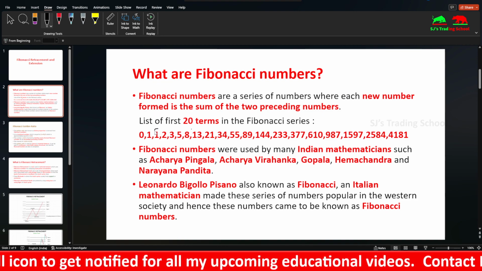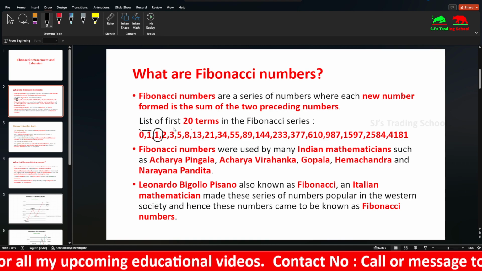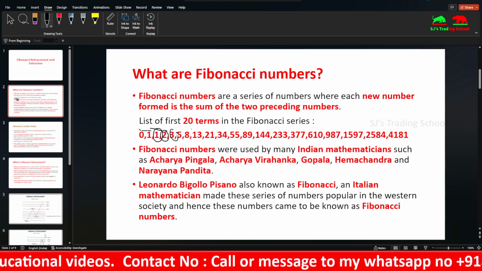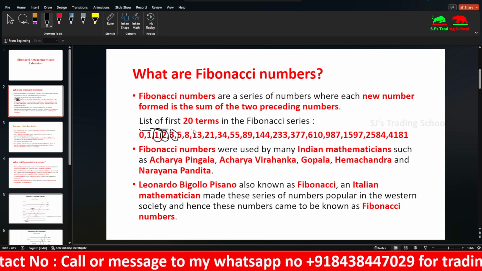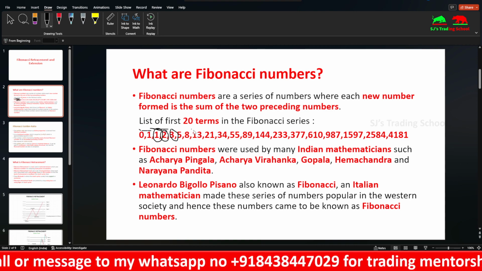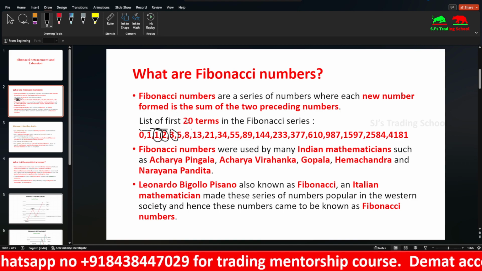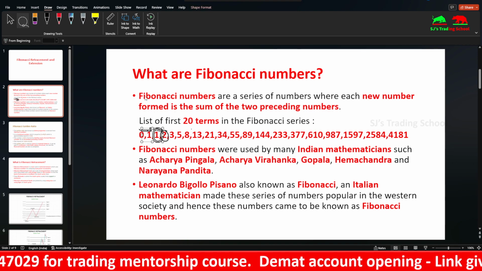For example, let's take this third number, 1. It is formed by adding these two numbers: 0 plus 1 is equal to 1. This 2 is formed by adding 1 plus 1, and this 3 is formed by adding 1 plus 2, and 5 is formed by 2 plus 3, 8 comes by adding 3 plus 5, and 13 is formed by adding 5 plus 8. So it goes on. This is the series. I have brought you an example of the first 20 terms.